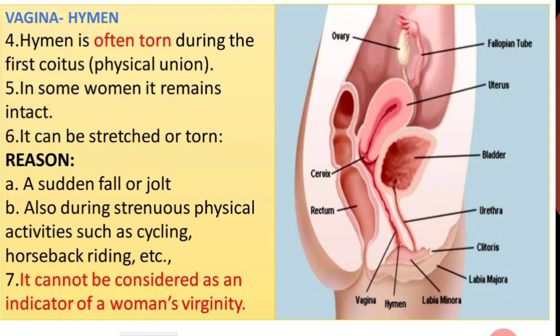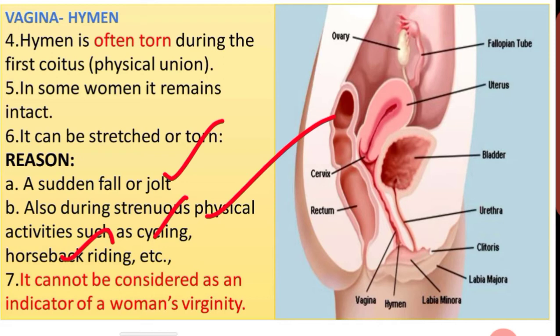Right? When does this happen? During a sudden fall or jolt. Then also during strenuous physical activities like cycling, horseback riding and jumping. When physical exercise is done like this, the hymen vaginae gets torn. Right? Nowadays many girls, in their day-to-day activities, are doing a lot of physical exercise too. At that time the hymen vaginae may get torn.